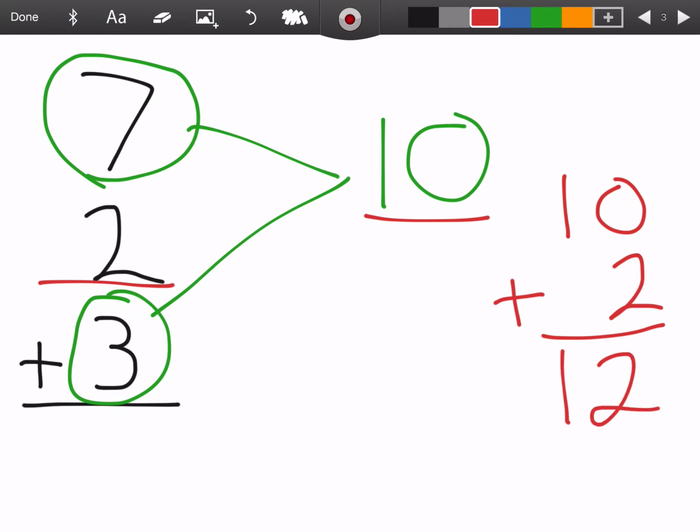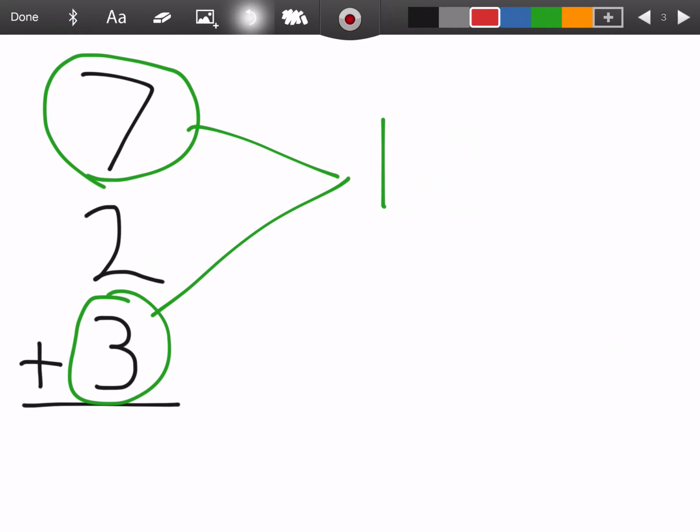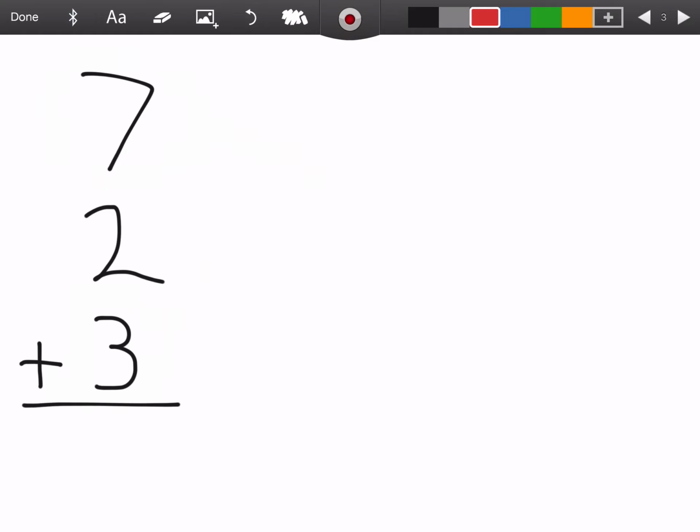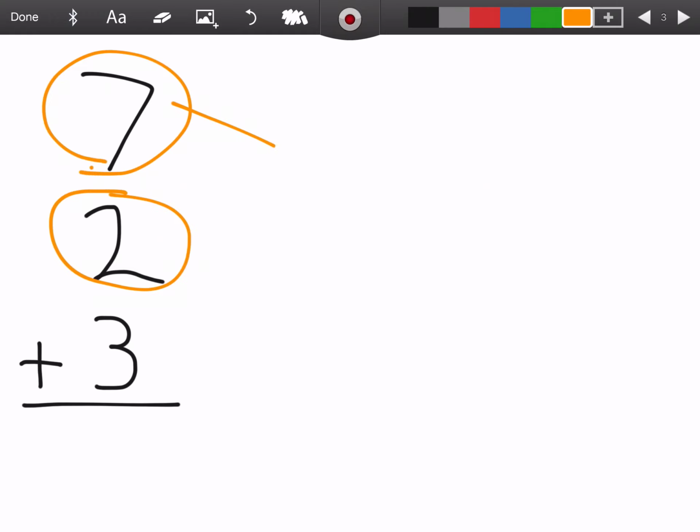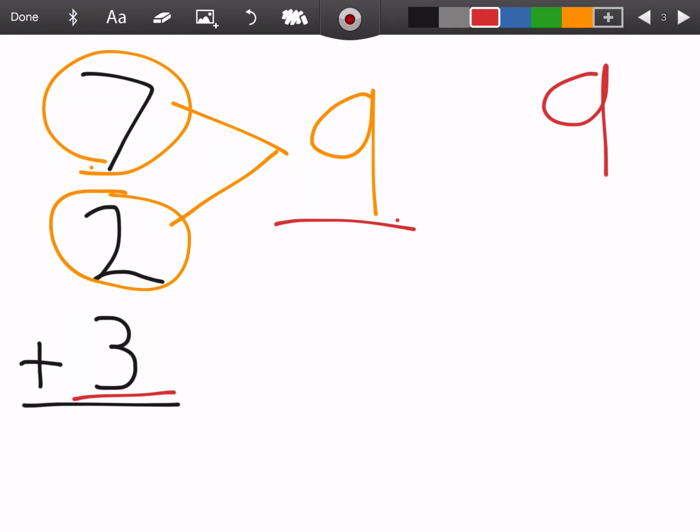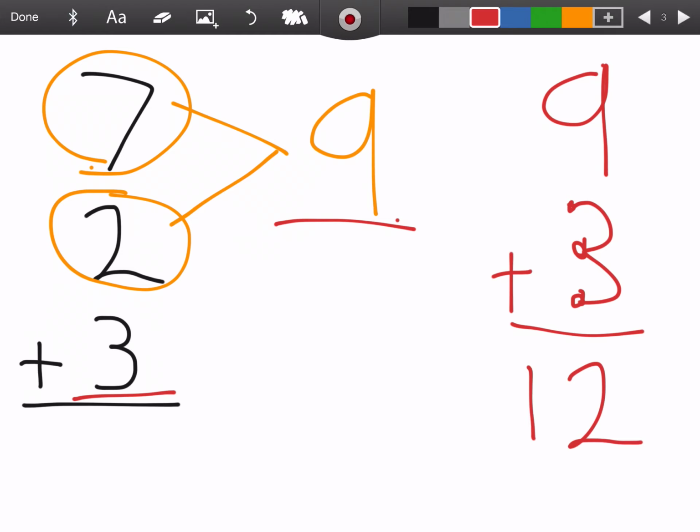Now let's back up a little bit. We'll stay on this problem. Take out all that color. And let's just do this one. The 7, the biggest number, and the smallest number. 7 plus 2 gives me 9. And then I need to use that 9 plus this number I haven't used yet, 9 plus 3. If I use my touch points, 9, 10, 11, 12, I still get the same answer. It's still 12. It's just another way of doing it.